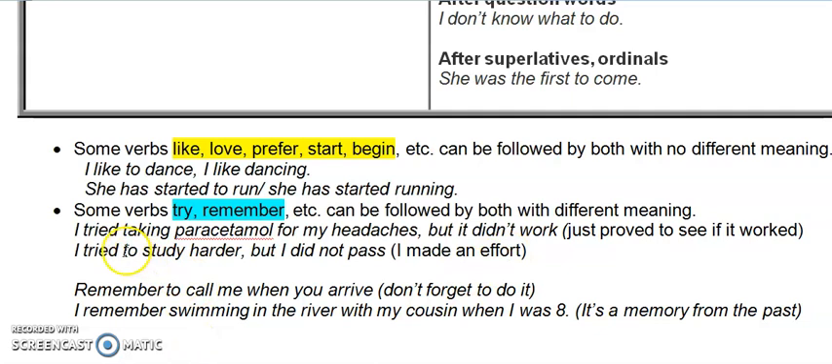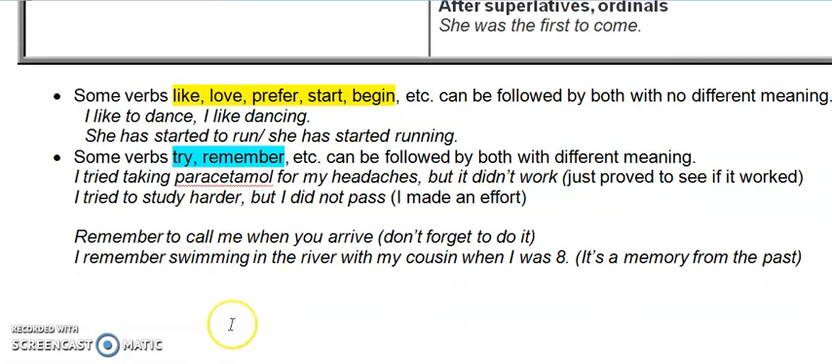However, when we are using infinitive, the meaning of the verb try is to make an effort. I tried to study harder, but I did not pass. It means I made an effort. I really made an effort. It really meant an effort to me, okay? So try here has a different meaning, right? It has two different meanings depending on whether it is followed by gerund or by infinitive.